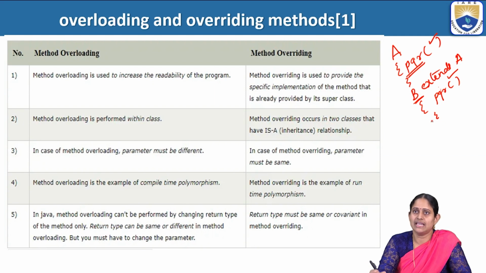So it happens in inheritance. The child class will be overriding the method which is present in the parent class. So here method overriding is used to provide the specific implementation of the method that is already provided by its superclass. It occurs in two classes, that is, in an inheritance relationship. In method overriding, the parameters passed to it, that is the signature of the methods, will be the same. And it is an example of runtime polymorphism. The return type must be the same or covariant in method overriding.